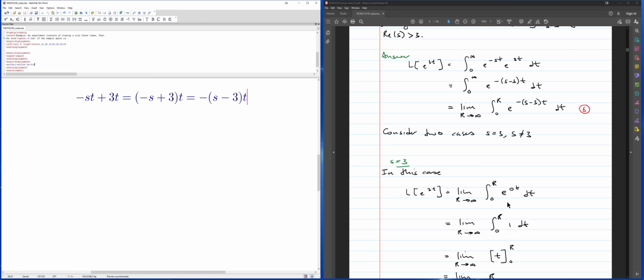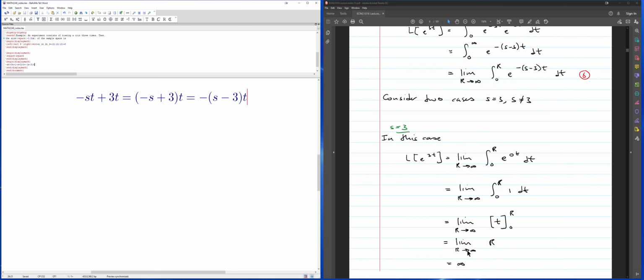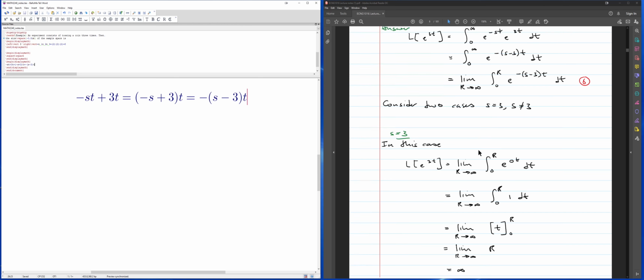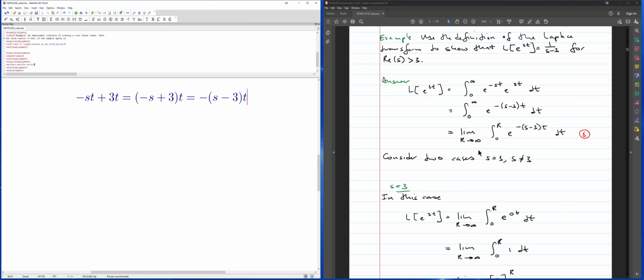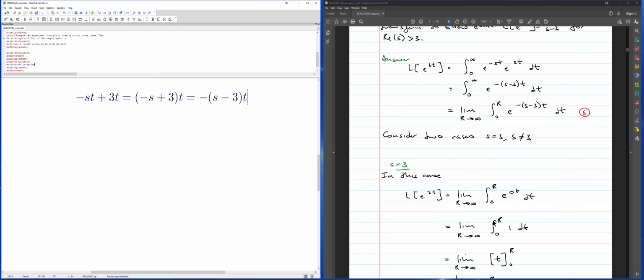0 and r. When I integrate 1, I get t, and when I put in my limits 0 and r, I end up with r. Then finally evaluate your limit. So the integral works out to be equal to r, and then you take the limit of that as r goes to infinity. And clearly that's going to be infinity. So what that tells you is that you're not going to have convergence when s is equal to 3, because your improper integral does not converge when s is equal to 3. So you see a case where the Laplace transform of e to the 3t doesn't exist when s is equal to 3.